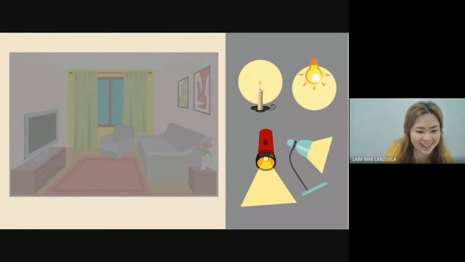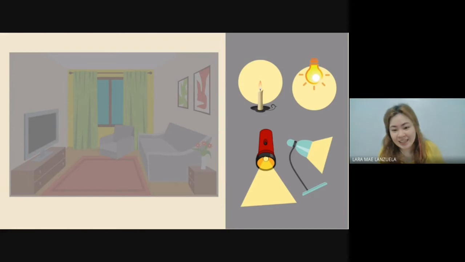Okay, there's a drawing again. A light bulb, a lamp. Okay, so all of you got the correct answers. Very good. Good job. So we need the lamp and the light bulb to make the place brighter. And yes, we can still use the flashlight to light the place up. But since there's unavailable electricity, we can use the light bulb and the lamp.